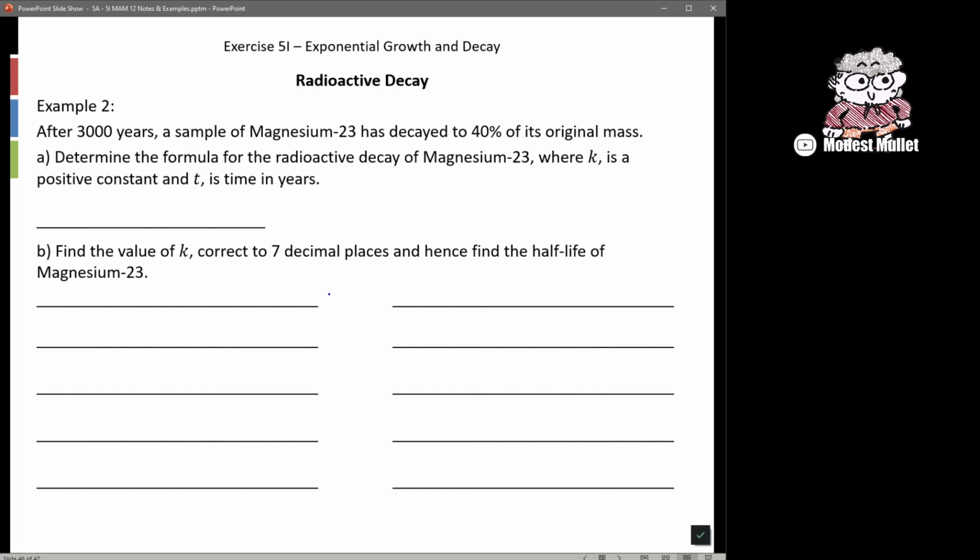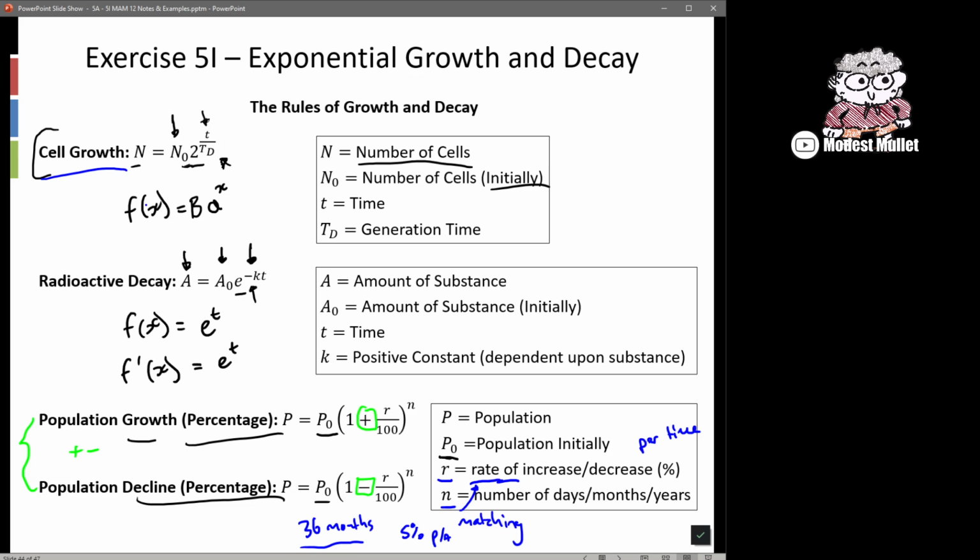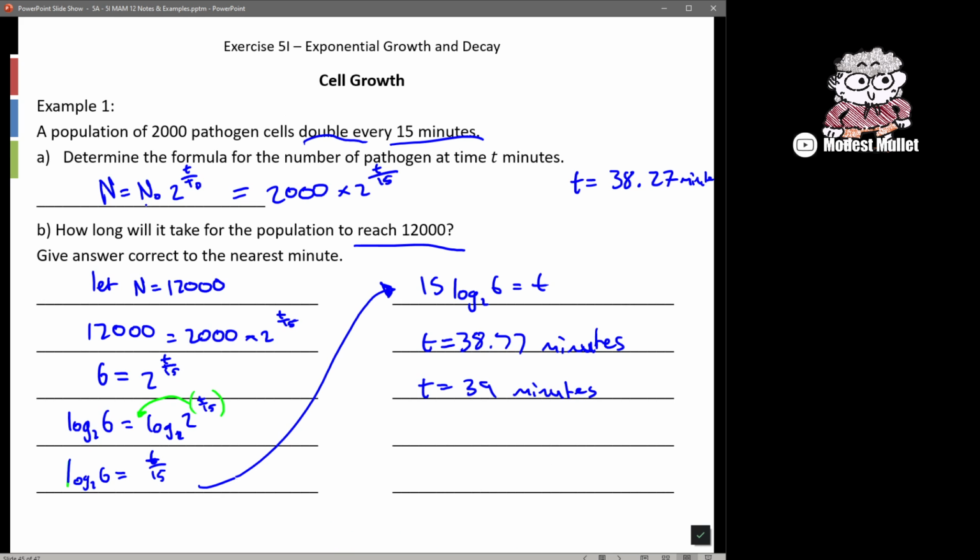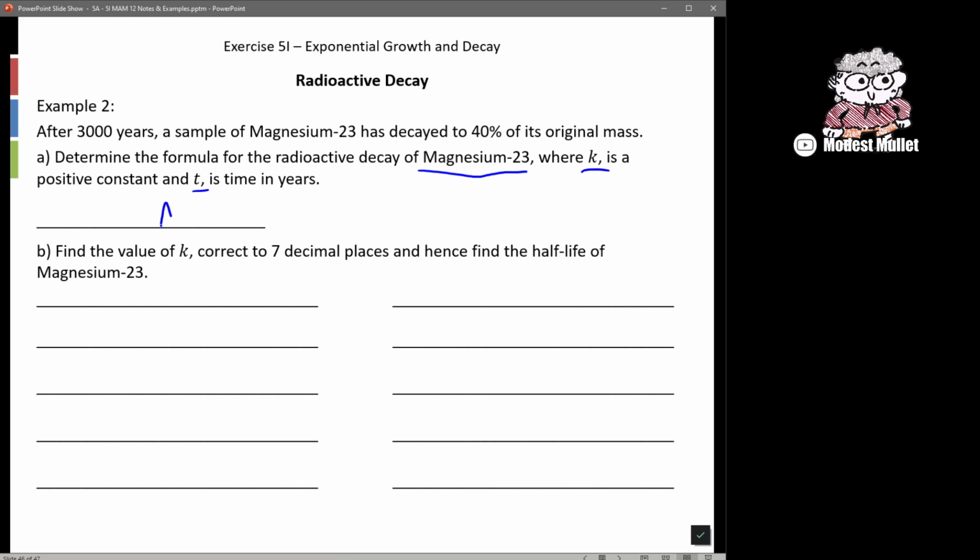Rightio, after 3,000 years, a sample of magnesium-23 has decayed to 40% of its original mass. Determine the formula for radioactive decay of magnesium-23, where k is a positive constant and t is time in years. Well, this is a decay one, so we have, and we used A and A naught, A is equal to A naught e to the negative kt.